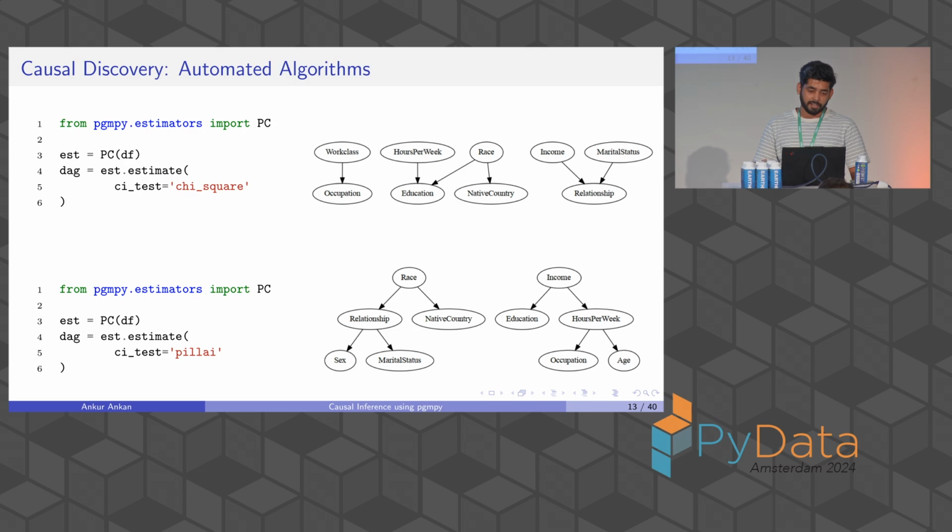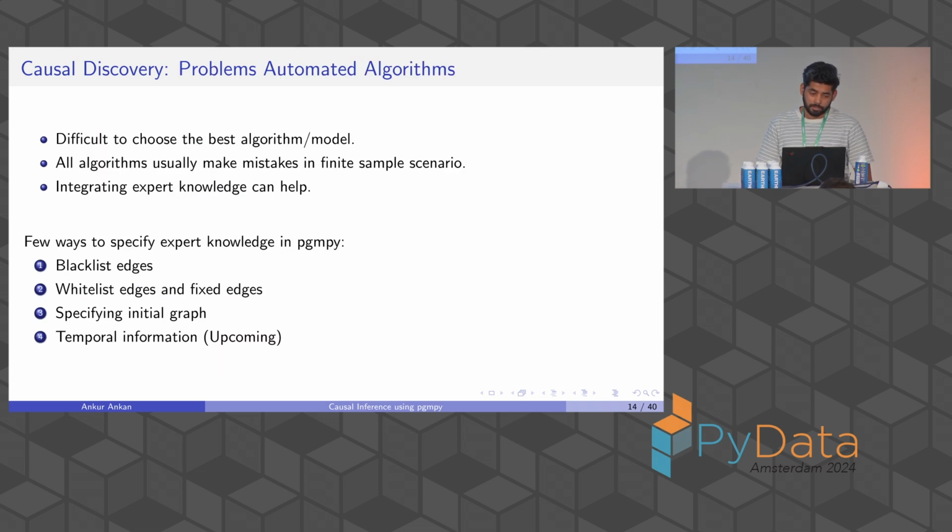To further illustrate this problem, if we use the same algorithm, in this case PC, in both cases, and just change the hyperparameter, which is a conditional independence test here, you again see the same problem. They make mistakes, plus very different results. So the problem is that these algorithms make mistakes.